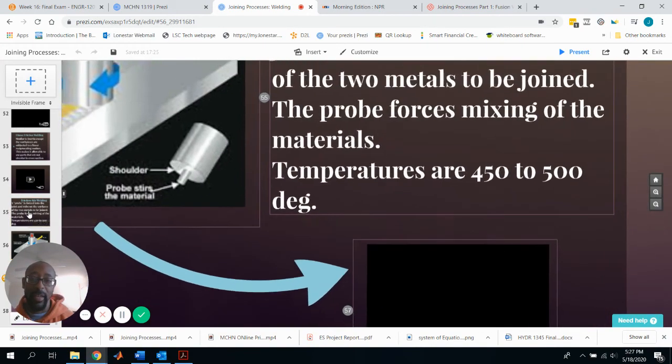All right. Actually, that's one of my favorite friction welding processes. I think that's very interesting how it mixes the metals together like that.